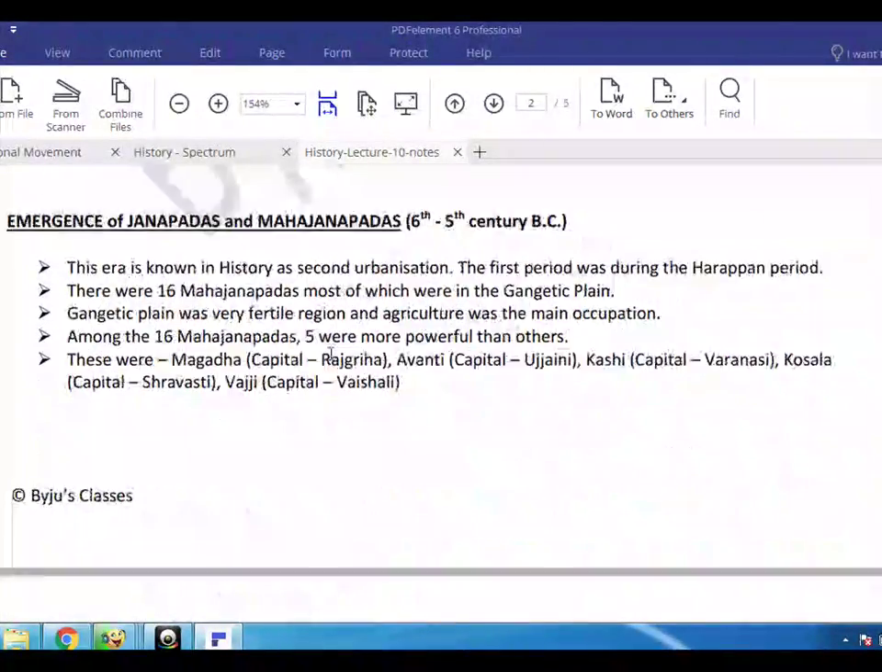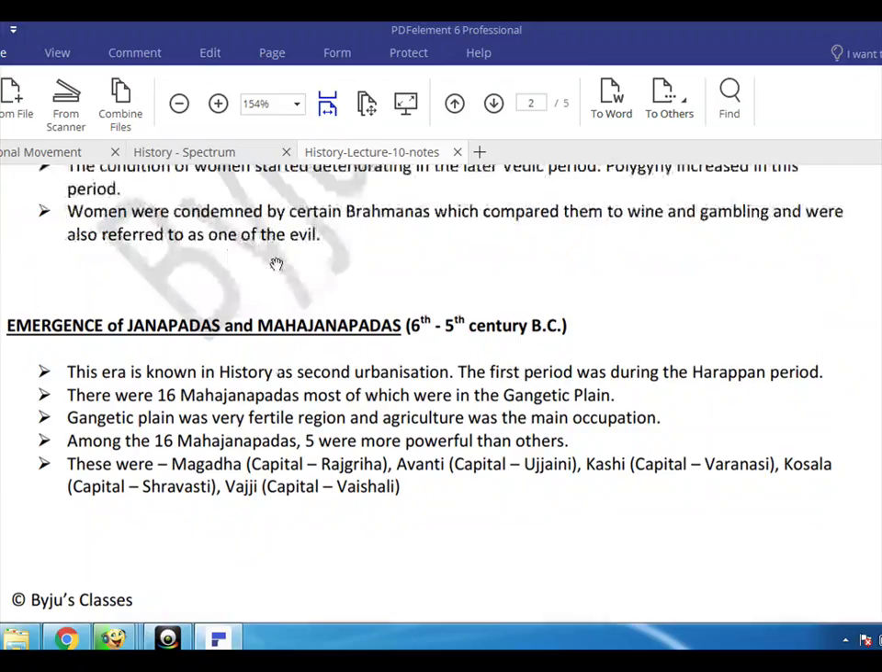Emergence of Janapadas and Mahajanapadas, 6th, 5th century BC. This era is known in history as the Second Urbanization. The first period was during the Harappan period.